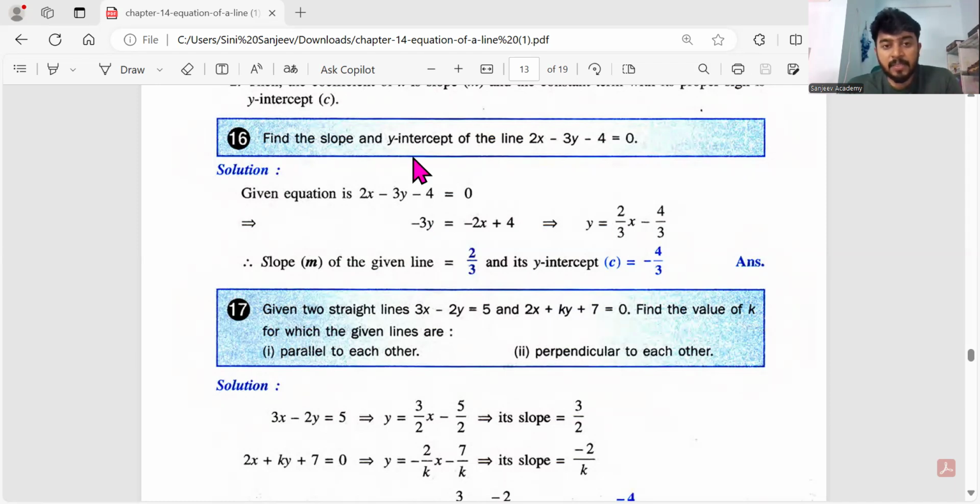And my y-intercept is nothing but whatever is the constant. What is the constant here? Minus 4 by 3. In the sense, for you to write it here, y is equal to mx plus c. So m is nothing but 2 by 3, and this c is nothing but my y-intercept. So that is minus 4 by 3. So that's all for this.